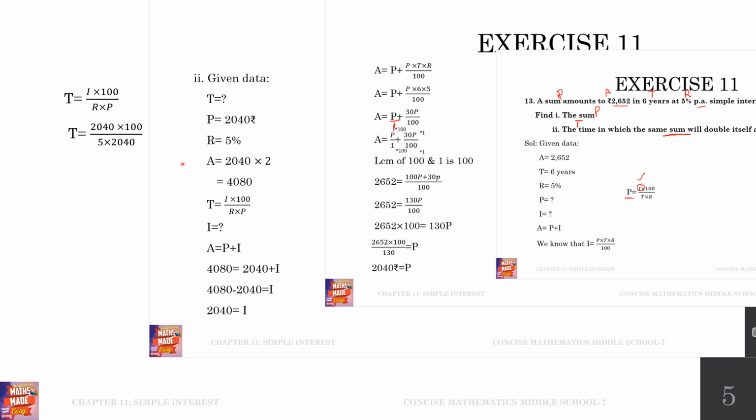Now just do the cancellation. Then you will get 20 years. So the time taken is 20 years. Within 20 years, this amount will become double. So you have to return back a double amount.